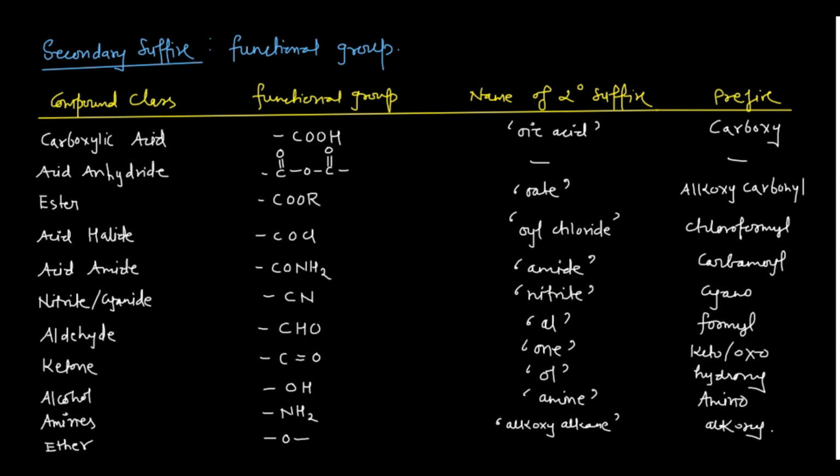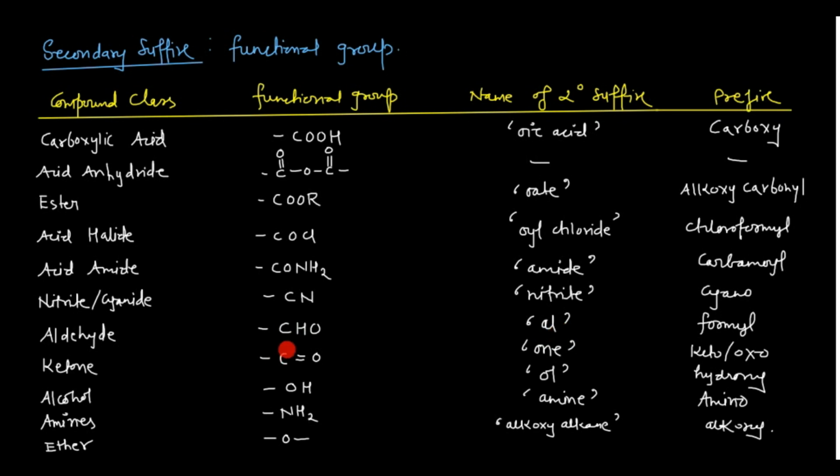Similarly, if your compound has the aldehyde, and the functional group for the aldehyde is CHO, and when it is forming a side chain or the prefix, then its name would be formyl. And when this aldehyde is the only functional group present in the molecule, then the name of the compound would end in "al", right? Like methanal, ethanal, propanal, butanal, etc.